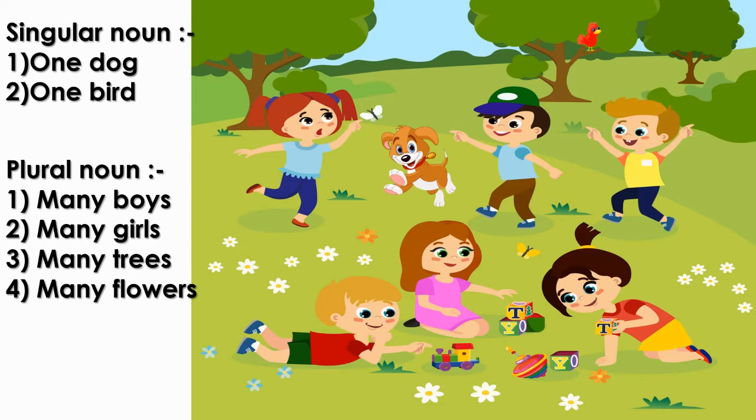Next, how many flowers can you see? Yes, absolutely correct. There are 21 flowers. Number of flowers is more than 1. So, that's why it is a plural form of noun.